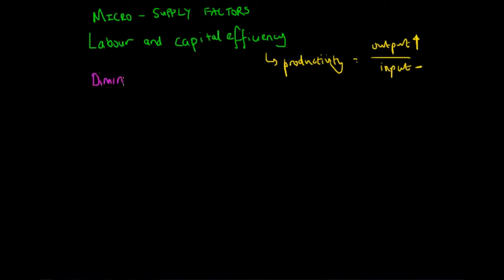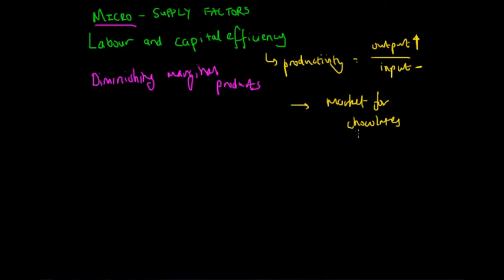Diminishing marginal products. And this is in the micro scale. So we're not talking about the macro scale as of yet, but in the micro scale. So let's say in the market for chocolates.